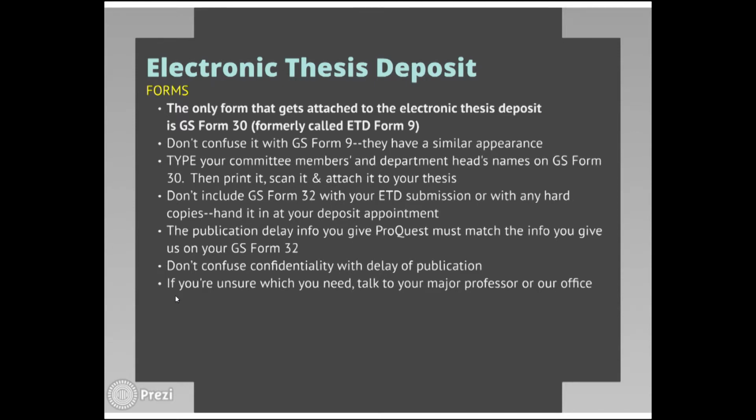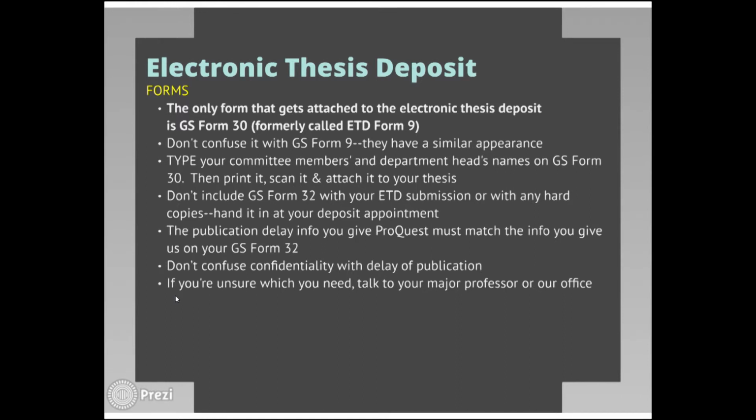In the case of the Graduate School Form 30, please just type your committee members and department heads' names on the form. Then you can print it, scan it, and attach it to your thesis. Please do not include the Graduate School Form 32 with your ETD submission or with any other copy of your thesis. You can just hand that in at your final deposit appointment. The reason for this is because the Graduate School Form 32 does have your Purdue University ID number on it, and we do not want to share that with the rest of the world for obvious reasons.